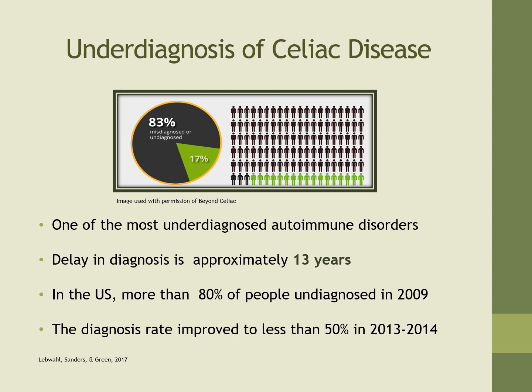Although the prevalence of celiac disease has been increasing, the diagnosis rate is still slow, rendering celiac disease one of the most underdiagnosed autoimmune disorders. It takes approximately 13 years from the appearance of symptoms to diagnosis. In the United States, more than 80% of people were undiagnosed in 2009. I want to mention here a few reasons for underdiagnosis and delay in diagnosis.